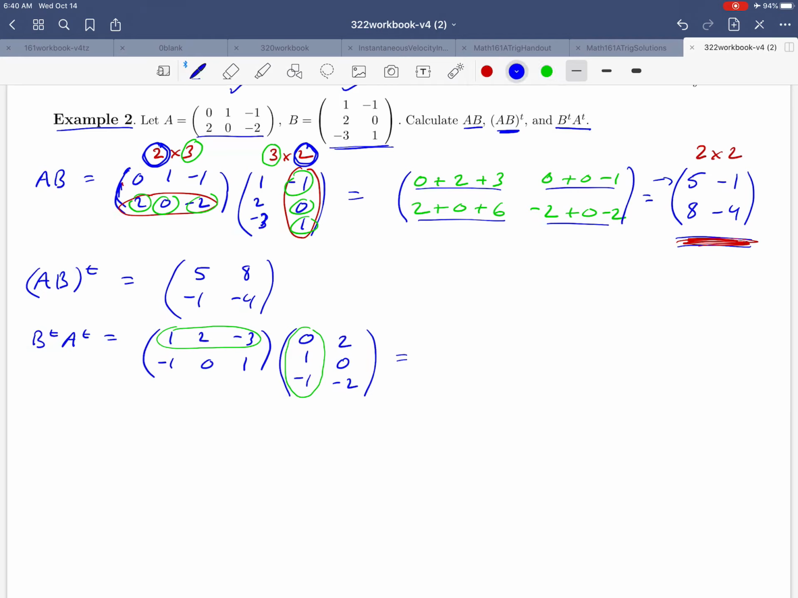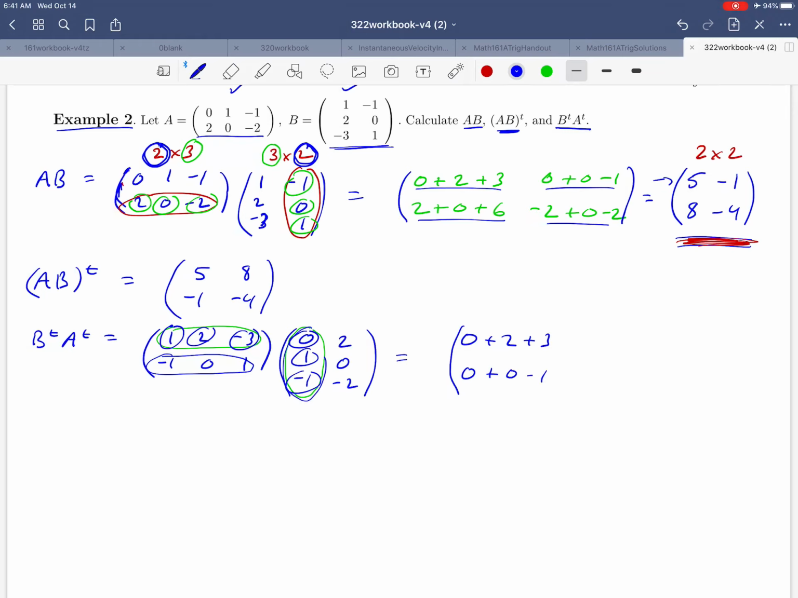If we go across the row and down the column, we're going to get, let's see, 1 times 0, that's 0. And then 2 times 1, that's 2. -3 times -1 is 3. Okay, and I'm going to do the other entries a little bit more quickly. So we'd move on to this row times this column, and let's see, that's -1 times 0 is 0, plus 0 times 1 is 0, plus 1 times -1 is -1.